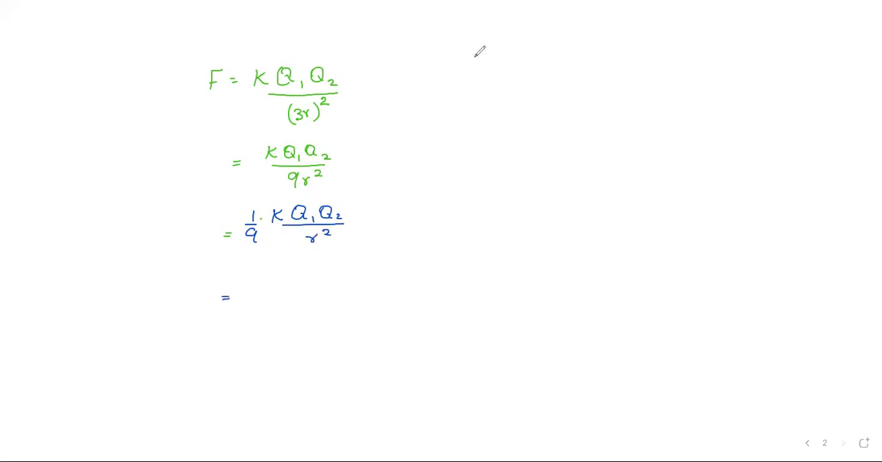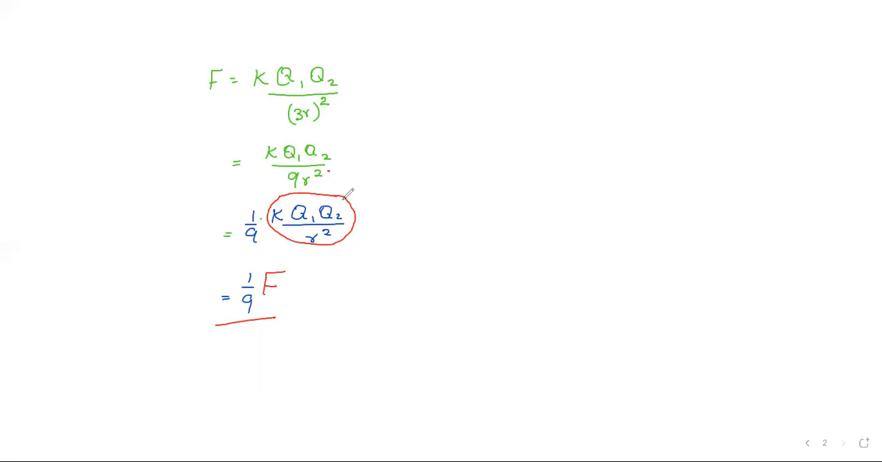But we know that K charge 1 charge 2 over R squared is the same as F. So this will be 1 over 9 multiplied by our F. So basically, if the distance is increased by a factor of 3, the force will decrease by a factor of 9. That's what you have, because this is R squared.